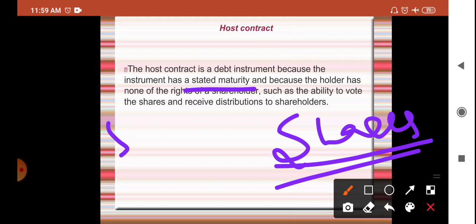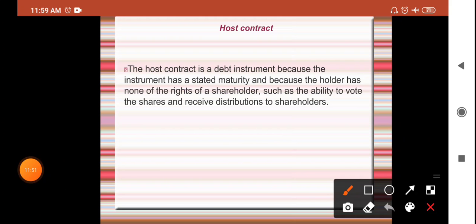So in the example the maturity was 5 years, and the holder of that debt instrument will not have any kind of rights which a shareholder has. Shareholders have many rights. For example, the ability to vote. They are called the owners of the asset and also they will get the profit. They will get a distribution from the profit.